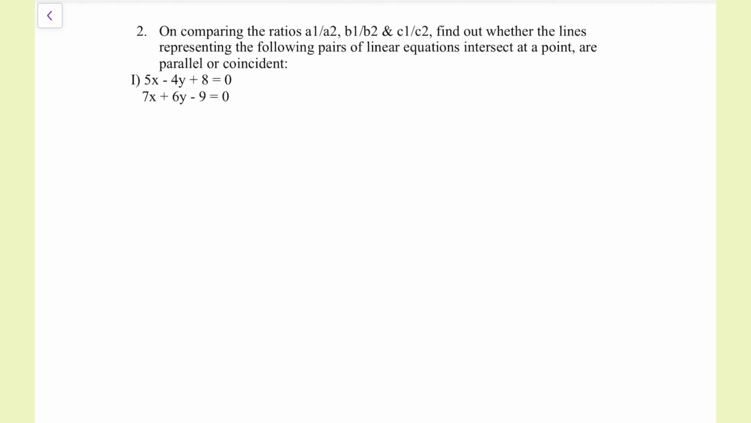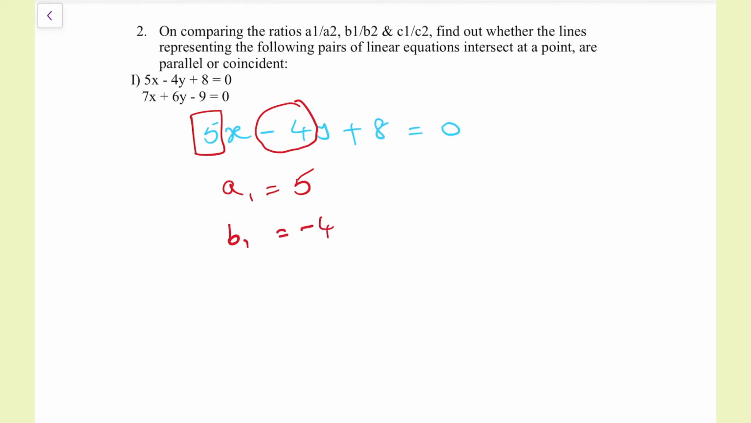Let us write the equation which we have. 5x minus 4y plus 8 equals 0. This is the first equation, right? So the x coefficient is A1, which is 5. The y coefficient is B1, which is minus 4. The constant is C1, so C1 equals 8. If we take the first equation, we get A1, B1, C1. A1 is the x coefficient, B1 the y coefficient, and C1 the constant of equation 1.